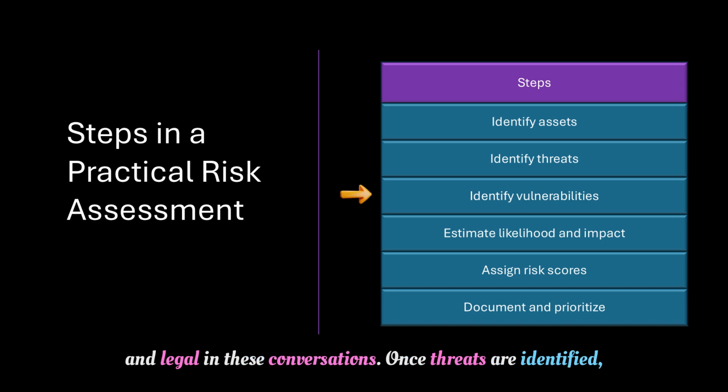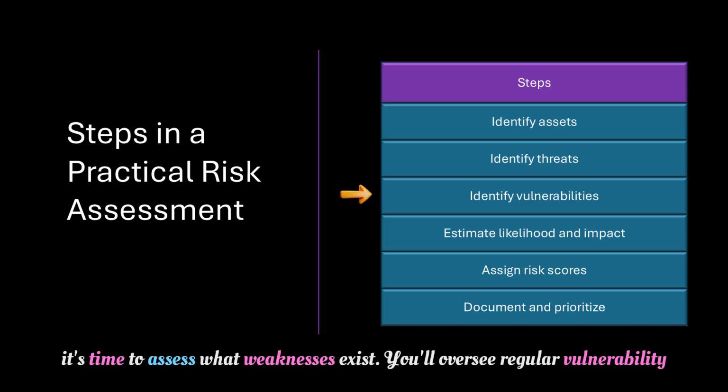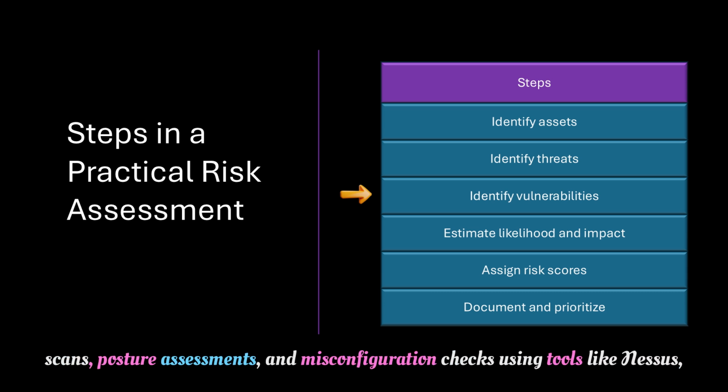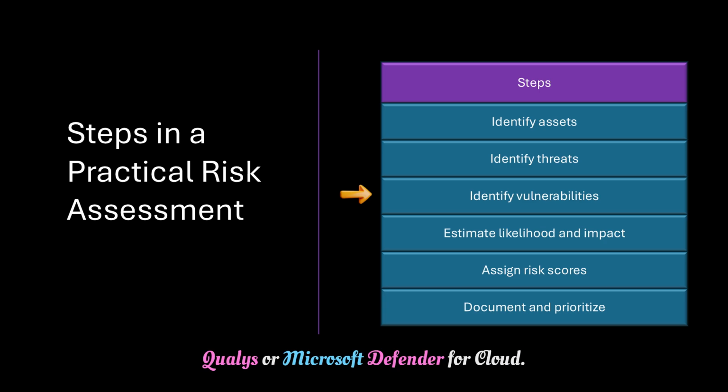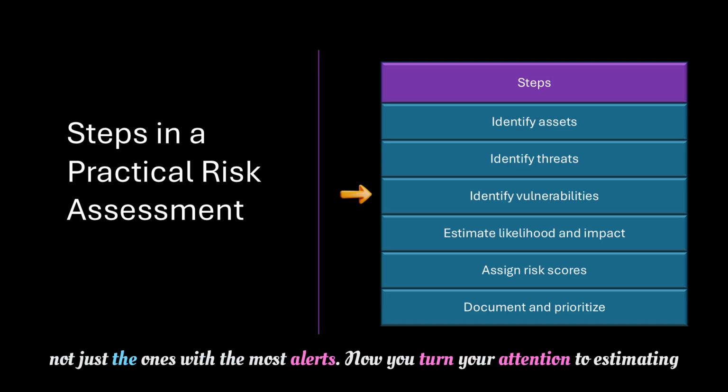Once threats are identified, it's time to assess what weaknesses exist. You'll oversee regular vulnerability scans, posture assessments, and misconfiguration checks using tools like Nessus, Qualys, or Microsoft Defender for Cloud. Your job is to ensure findings are prioritized, not just listed, and that teams focus on the risks that are exploitable and impactful, not just the ones with the most alerts.